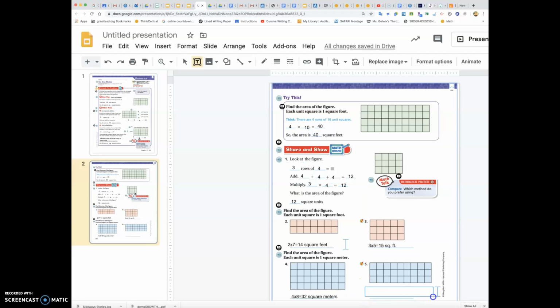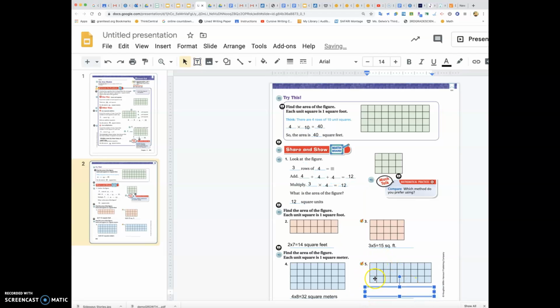So how many rows do I have? I have 1, 2, 3 rows. And in each row is 1, 2, 3, 4, 5, 6, 7, 8, 9. Okay, so 3 rows of 9. So I have 9 plus 9 plus 9: 9, 18, 27. And 27 SQ period, and then meters is M. Okay, it looks kind of funny, but that is it.